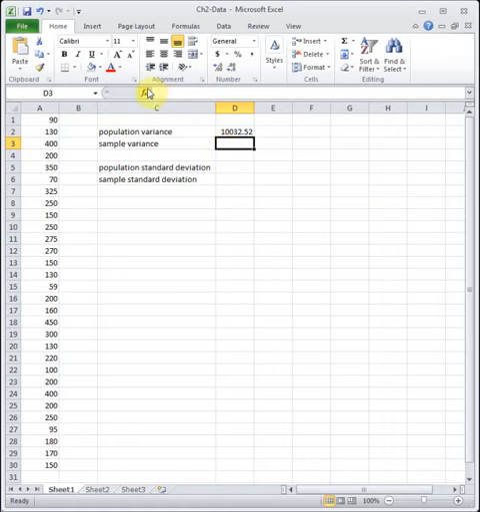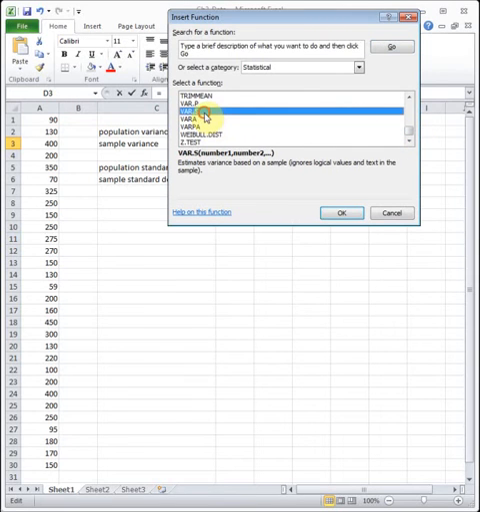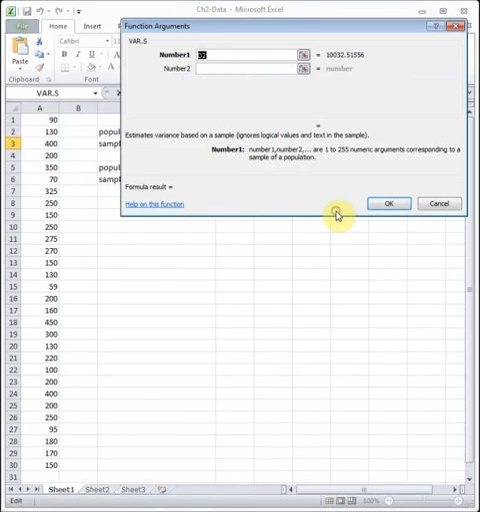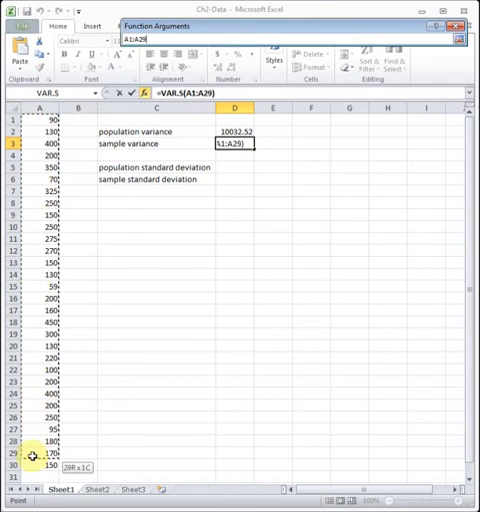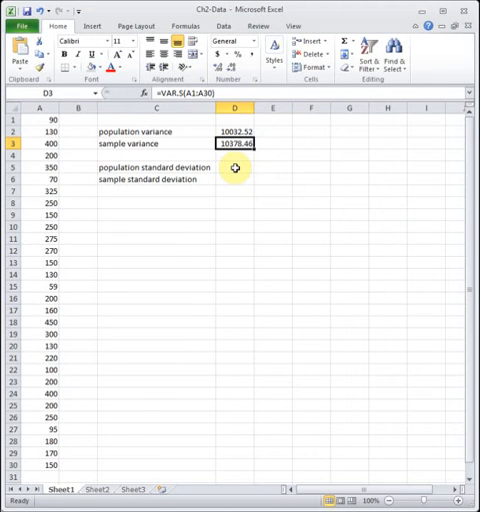Similarly, to find sample variance, we'll go up to Function Wizard, scroll down to the V's, and this time we're going to pick var.s to estimate the variance based on a sample. So click OK, highlight your data, and click OK again, and that gets you your sample variance.